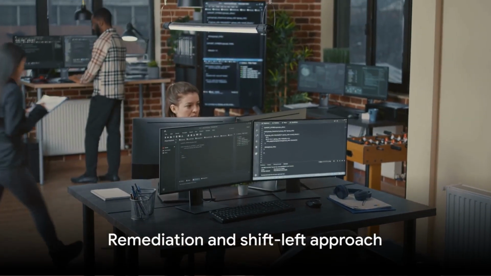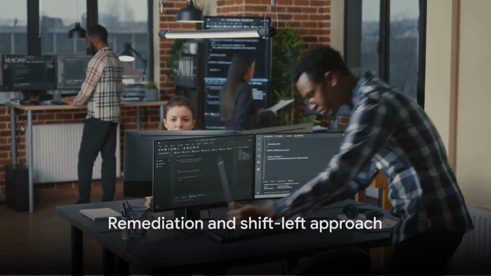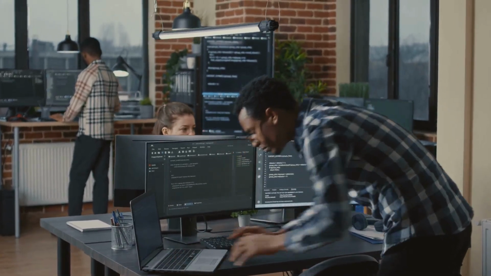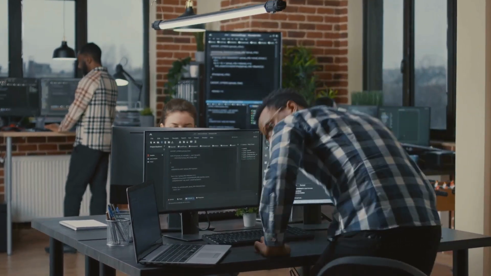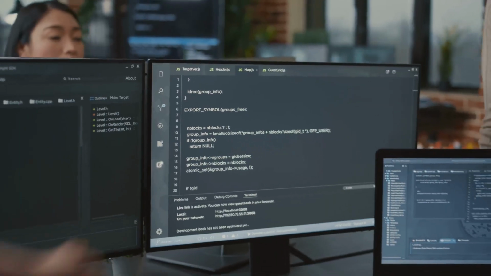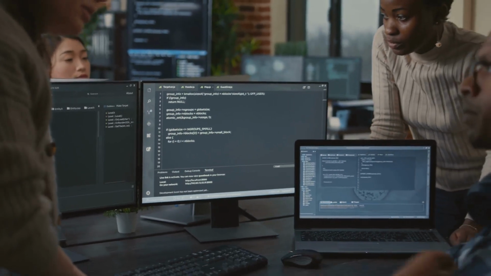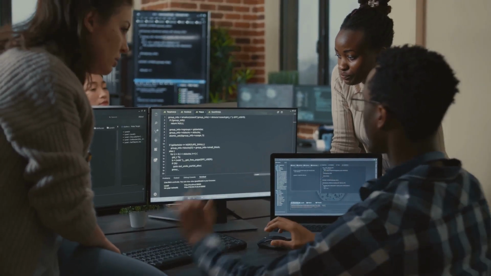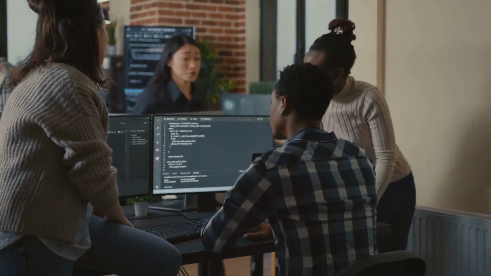But vulnerability management isn't just about scanning and monitoring. It's also about remediation. When a vulnerability is detected, it needs to be addressed promptly. This means having a clear and efficient process in place for patching vulnerabilities and deploying fixes.